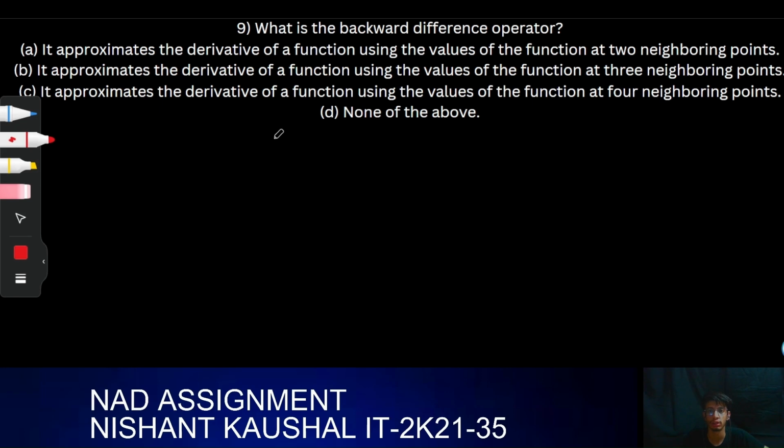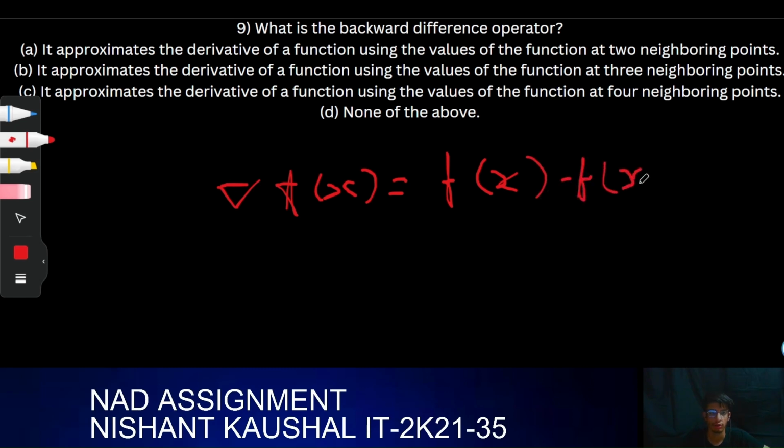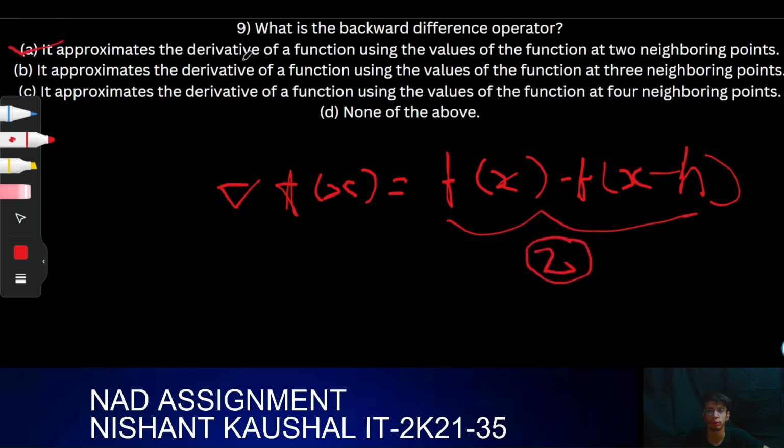So let us write the backward difference operator, that is nabla f(x) equals f(x) minus f of x minus h, right? So as we could see, it is working on two neighboring points. So answer should be A. It approximates the derivative of function at the two neighboring points. So answer would be A.